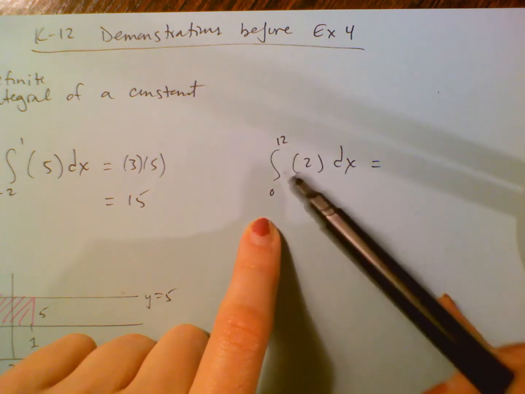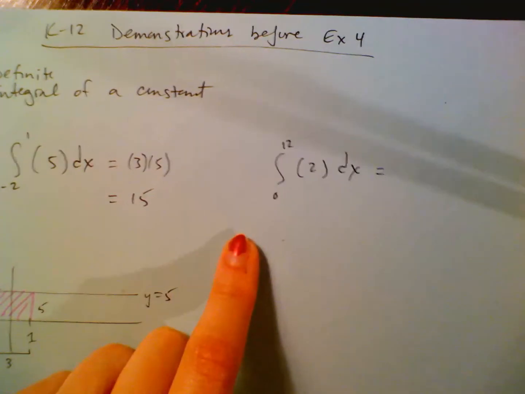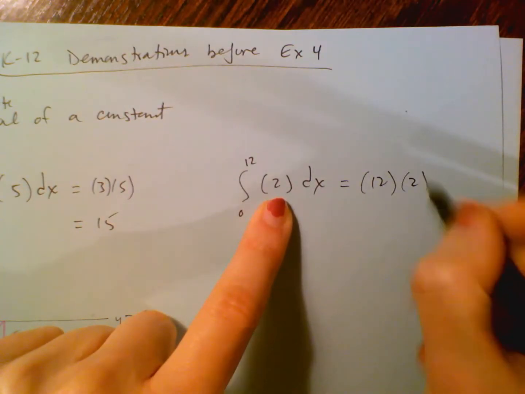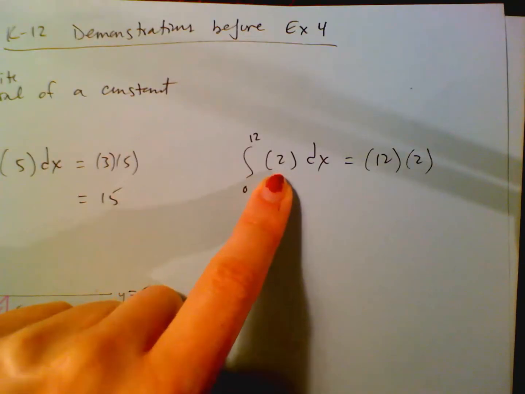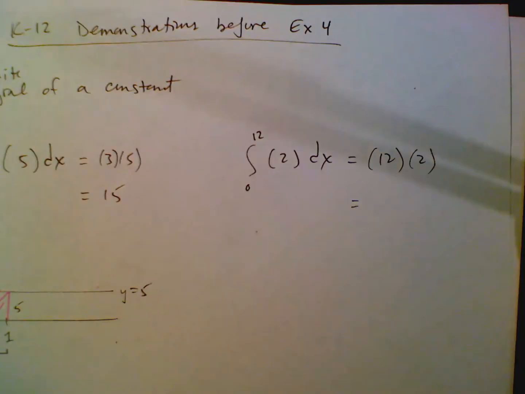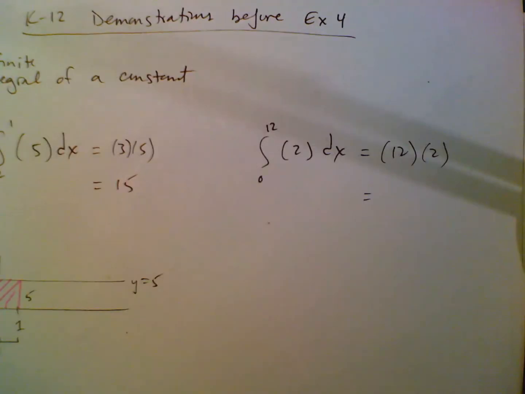So the base would be the length of the interval, just like this. Okay, the base would be the length of the interval, so it would be 12. And then the height would be the function, so 2. If that was a -2, you'd use -2 for the height. I know it sounds weird to have a negative height, but if it was -2, it would be below the x-axis, and then you'd have a negative area.